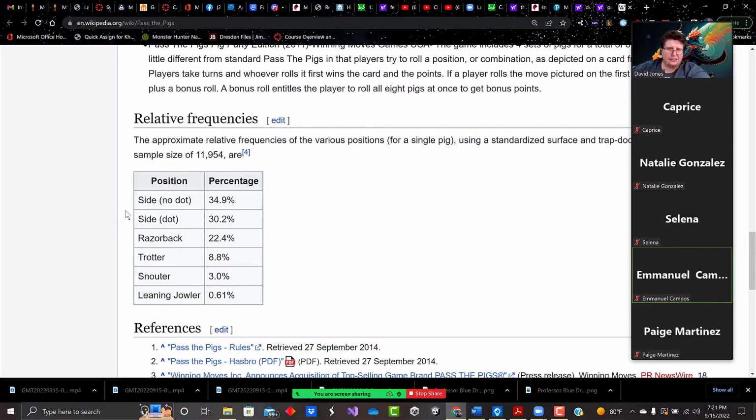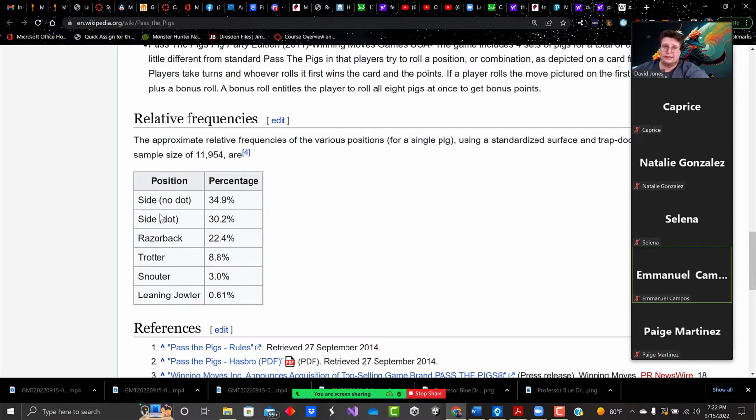So you kind of toss them like dice. Snouter is when it lands on its front 2 feet and is leaning on its nose, its snout. And a leaning jowler is when it's leaning on 1 foot, its nose, and its ear. It's a really awkward way for the pig to land. If we were doing it in class, I have pigs in my desk drawer. We would use them to do this.